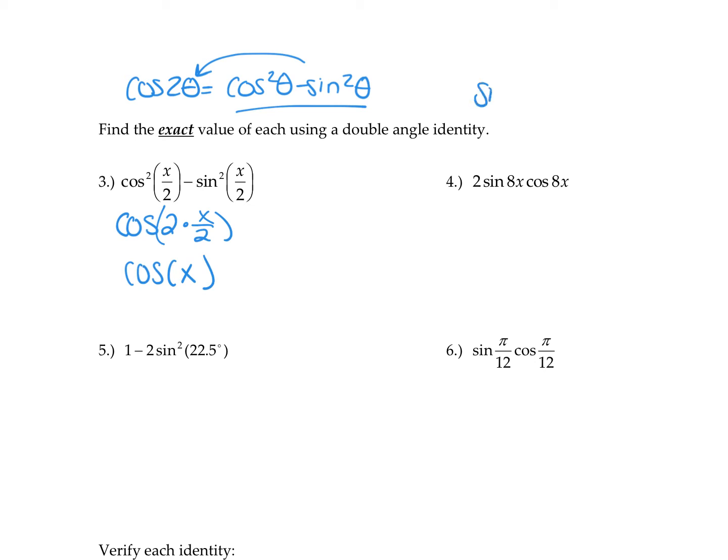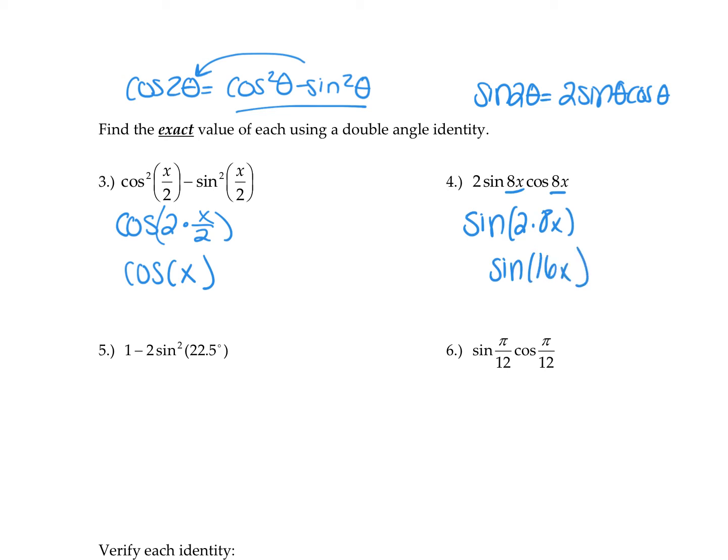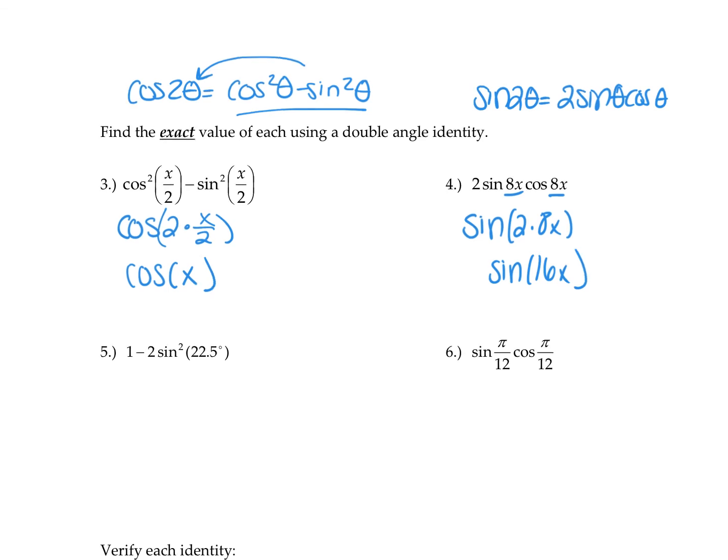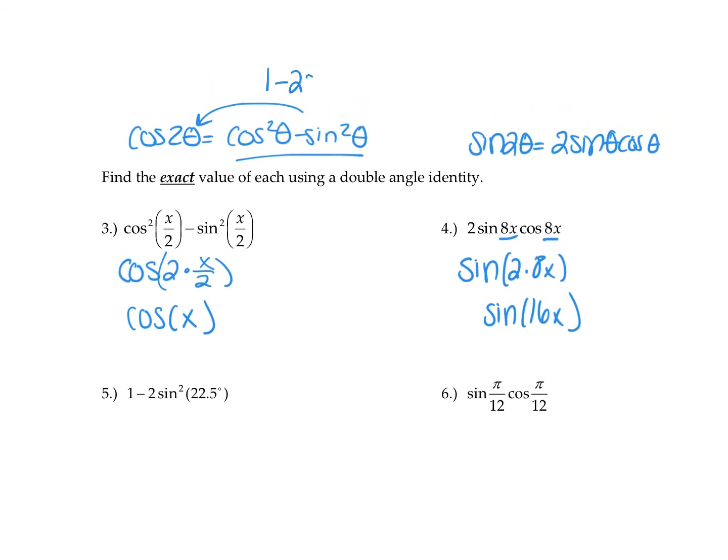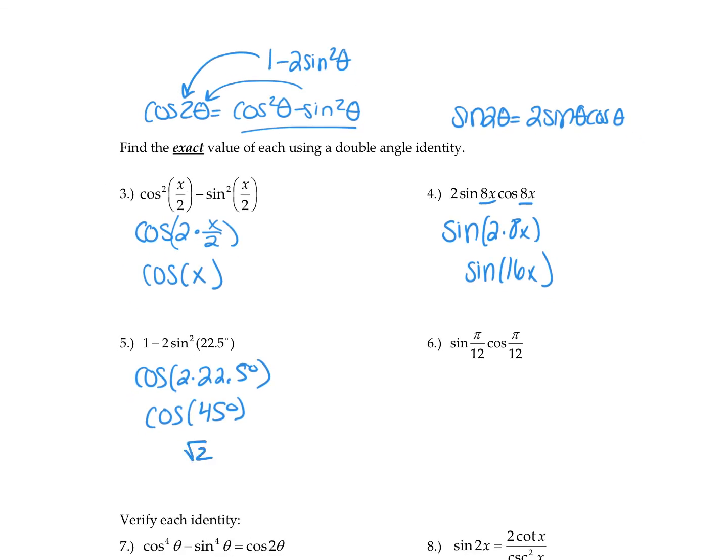Now number 4 looks a lot like sine of 2 theta because that would be 2 sine theta cosine theta. So now again, my theta is 8x. So this becomes sine of 2 times 8x, which would be sine of 16x. 5 actually is another version of cosine of 2 theta. It's 1 minus 2 sine squared of theta. So now I'm going to have cosine of 2 times 22.5. So that's going to give me the cosine of 45 degrees, which would be root 2 over 2.